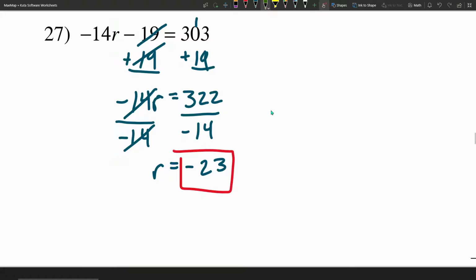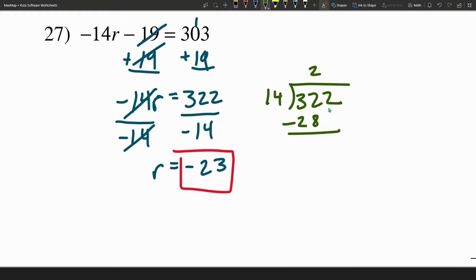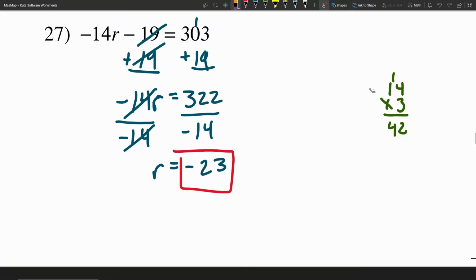And again, let's just double check quickly with some long division. 322 divided by 14. 14 goes into 32 2 times. 2 times 14 is 28. So we're going to subtract that. That leaves us with 4. Bring down the 2. 14 goes into 42 how many times? 3 times, because 14 times 3, 3 times 4 is 12, carry the 1, 1 times 3 is 3, plus 1 is 4. That is indeed 42. So negative 23 is our solution for number 27.